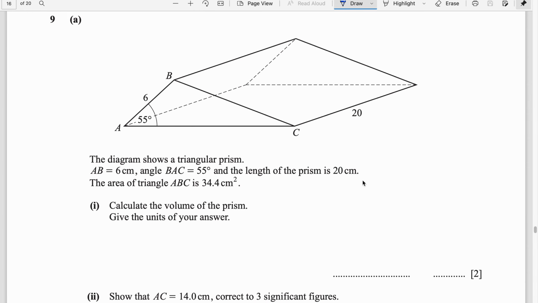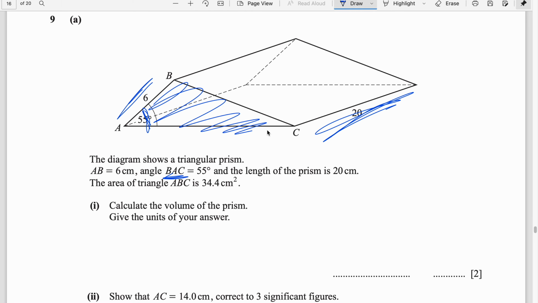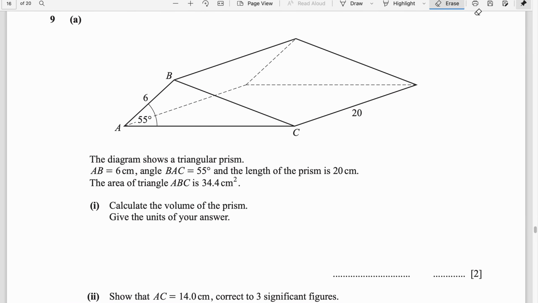Question number 9. The diagram shows the triangular prism. AB is equal to 6, angle BAC is 55, the length of the prism is 20, and the area of triangle ABC is 34.4. Calculate the volume of the prism.